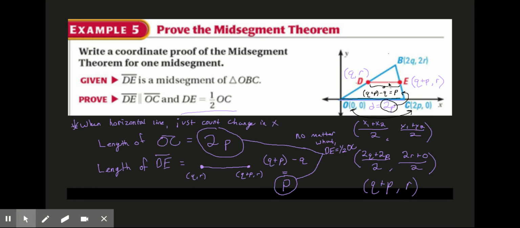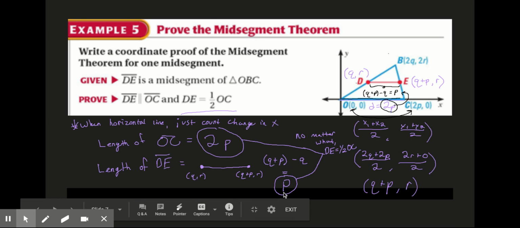And then I say, well, how far am I going here from q to q plus p? Again, because I'm at the same height, r, I know it's a horizontal line, so I can just say, what's the difference between the x values? That's my distance. So I take q plus p, and I subtract q, and what am I left with? The variable p, which is how I get that 2-to-1 ratio.